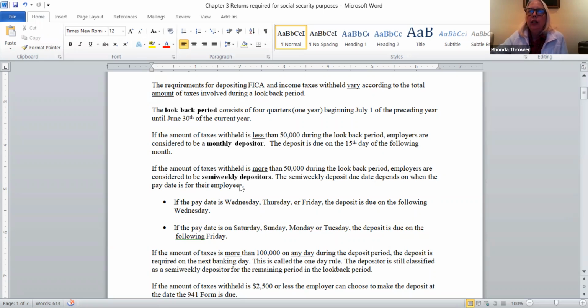If you are a semi-weekly depositor, it will be because the taxes that you withheld are more than $50,000. Then it depends on the pay date. If the pay date is Wednesday, Thursday, or Friday, your deposit is going to be due on the following Wednesday. If the pay date is Saturday, Sunday, Monday, or Tuesday, the deposit is due on the following Friday. If the amount of the taxes is more than $100,000, the one-day rule applies, and you have to pay the taxes on the next banking day.